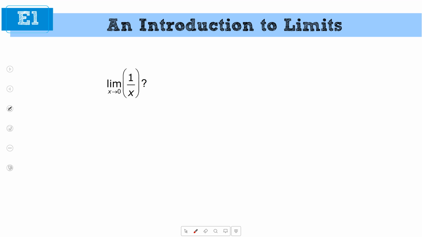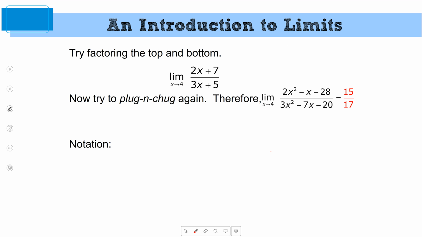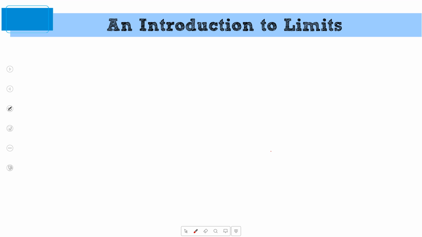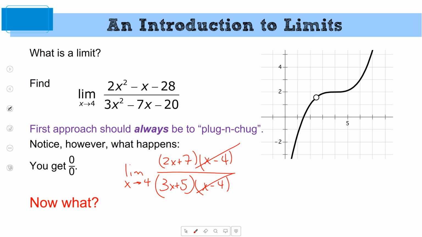Okay, so I'm going to back up a little bit. Go back here. If I come from the left-hand side, I'm approaching the value. If I come from the right-hand side, I'm approaching the same value. Therefore, we're good to go.